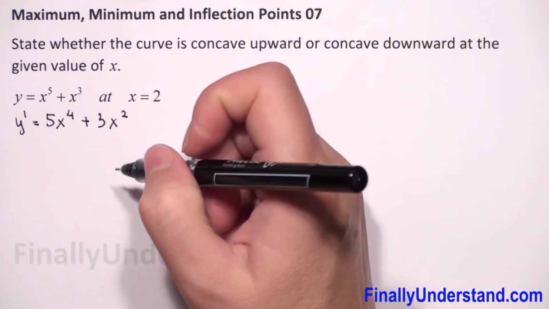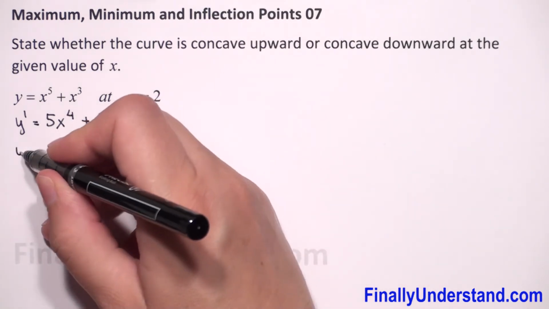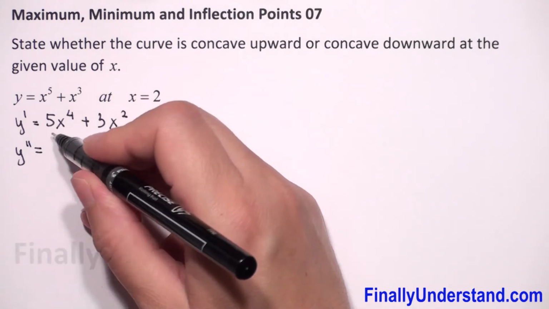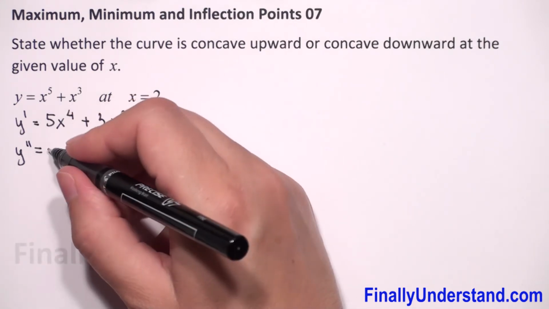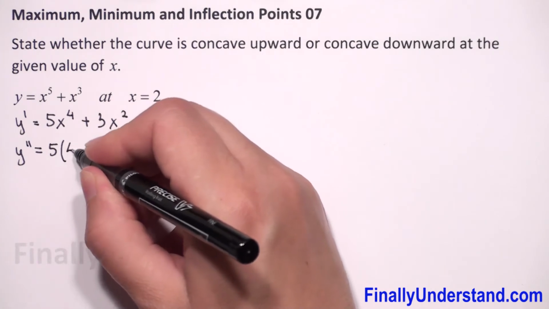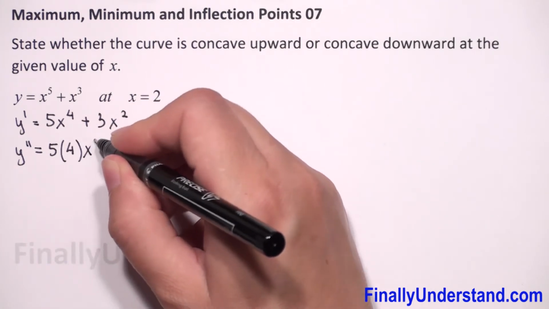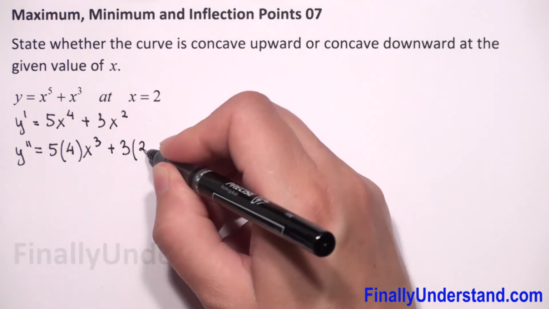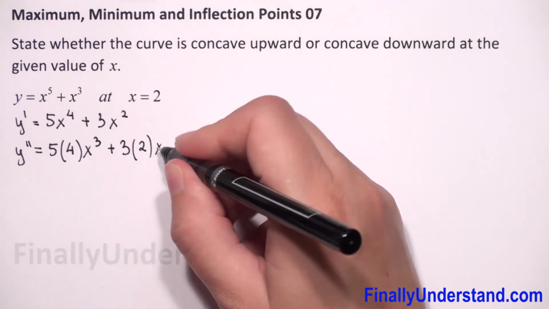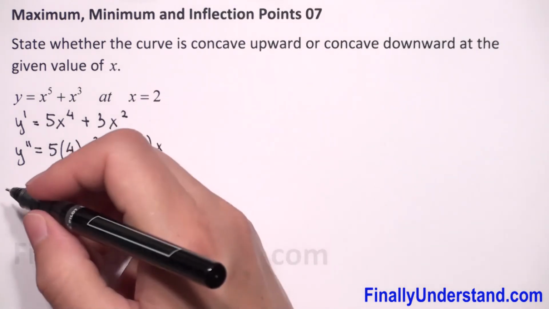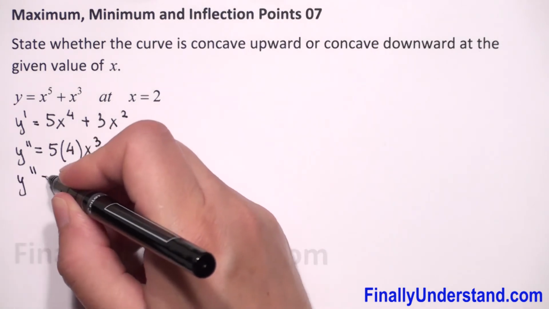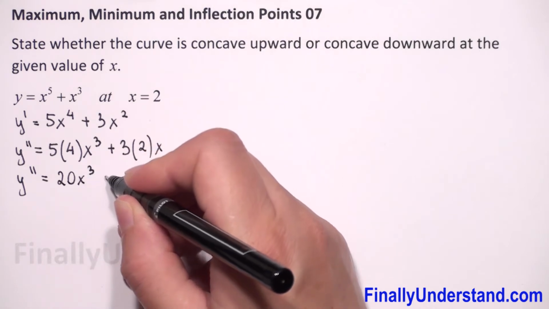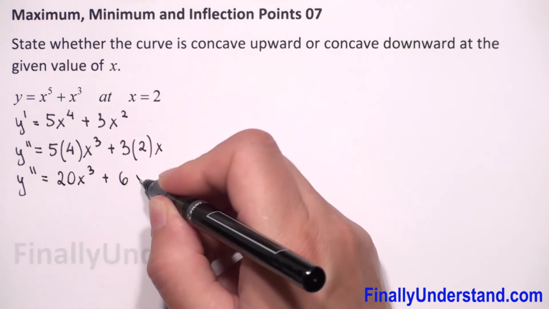So now we have to find the second derivative. So we have to find the derivative of our first derivative. So it will be 5 times 4 times x to the power third plus 3 times 2 times x to the power first. I don't have to write that. So the second derivative is equal to 20x to the third plus 6x.